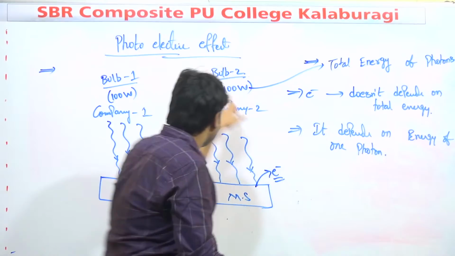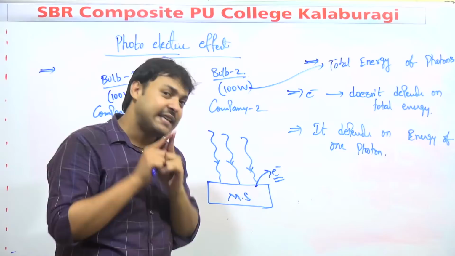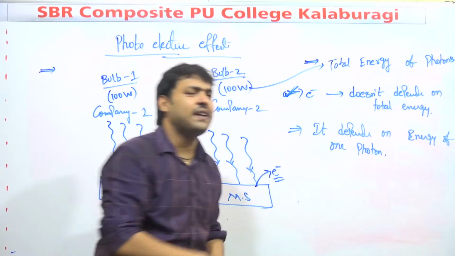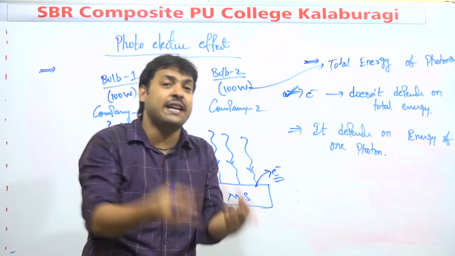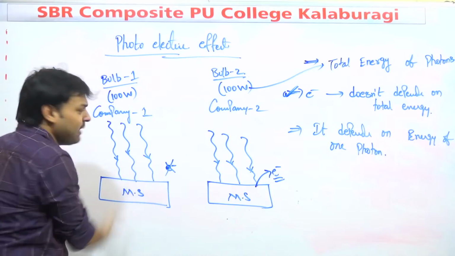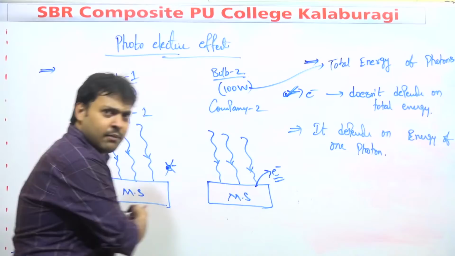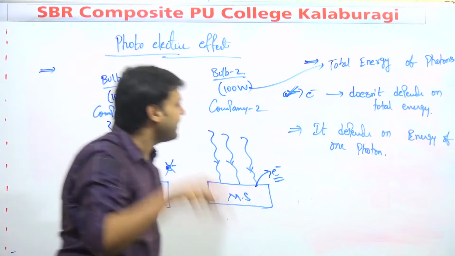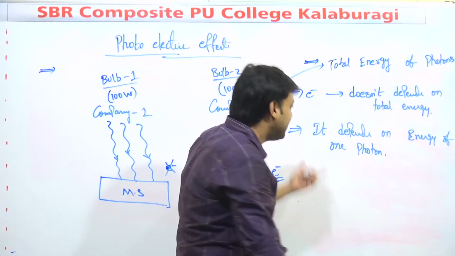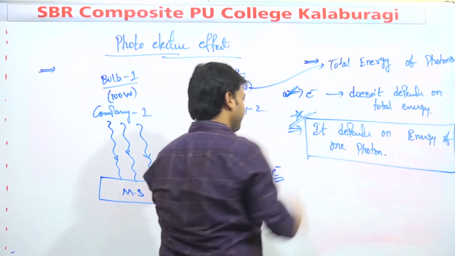Now, electron from this bulb came out and from this bulb didn't come out. So finally, I can tell that electrons coming out of the metal surface doesn't depend on the total energy. Why? If it depended on the total energy, from bulb 1 also electrons should come out, but it is not coming. It came? No. What we can conclude is that electron coming out doesn't depend on the total energy. It depends on the energy of one photon.